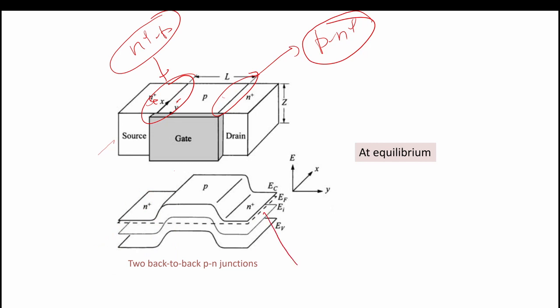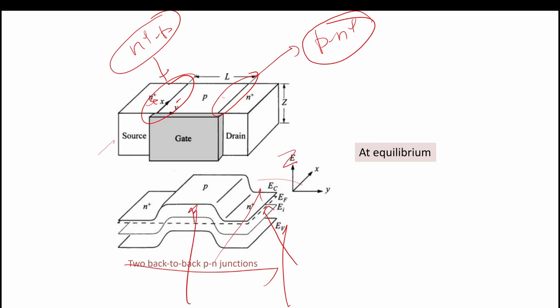So this dashed line is nothing but the Fermi level. Fermi level is constant throughout the device. This is the Y direction, this is the depth side, the X direction, and this is the field, or the E direction, or actually it is the G direction. So this is the G direction.